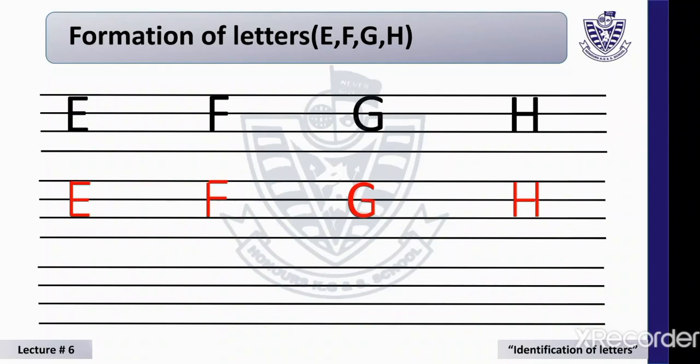Again write E. Straight line, sleeping line, again sleeping line, again sleeping line. It will become E. Next letter is F. Straight line, sleeping line, again sleeping line. It will become F. Next letter is G. Half circle, straight line, small sleeping line. It will become G. Next letter is H. Straight line, again straight line and small sleeping line. It will become H.